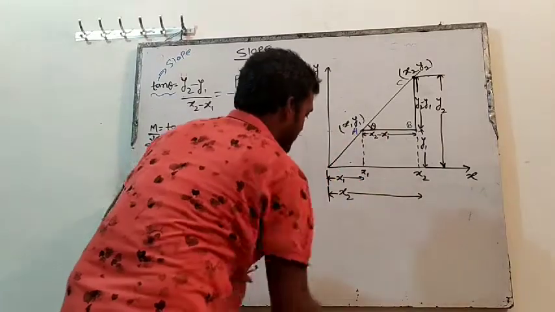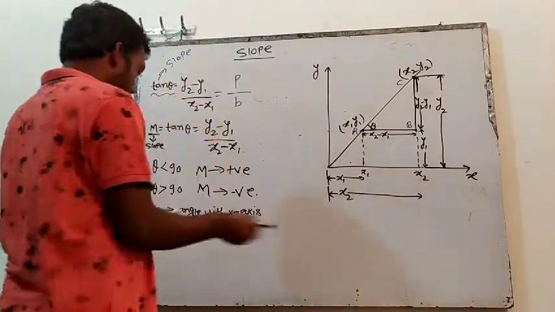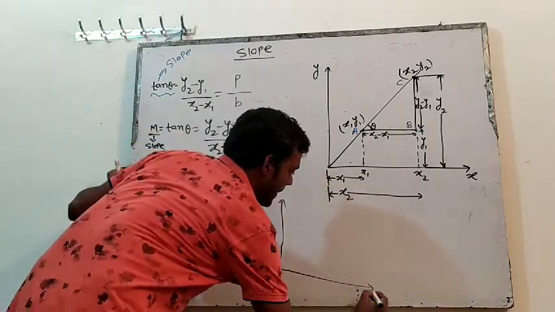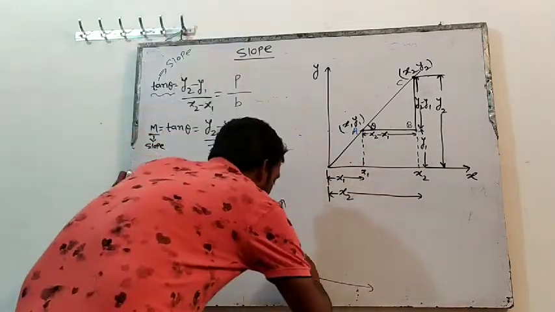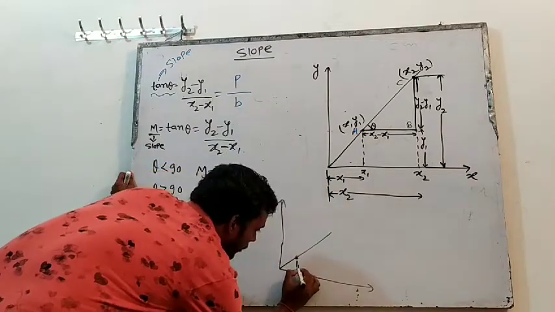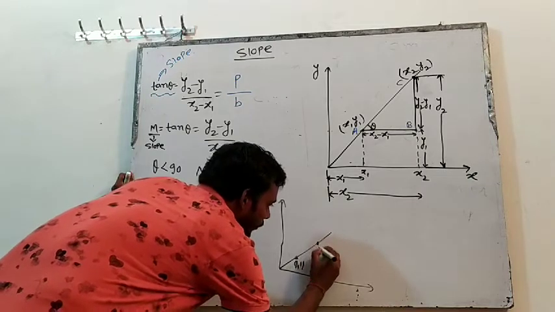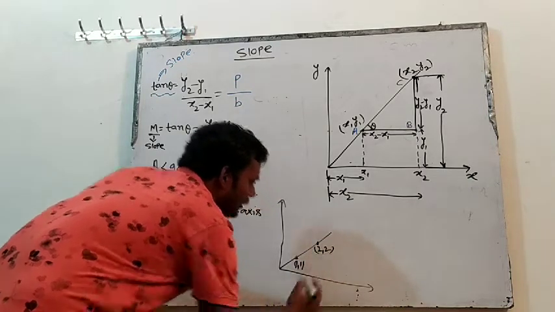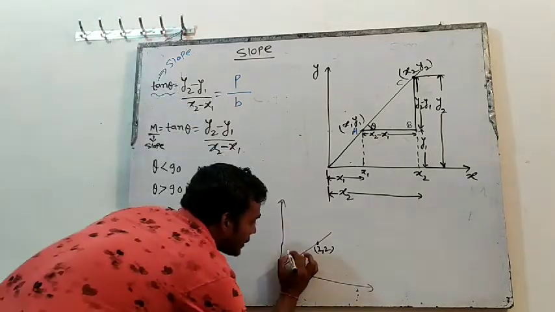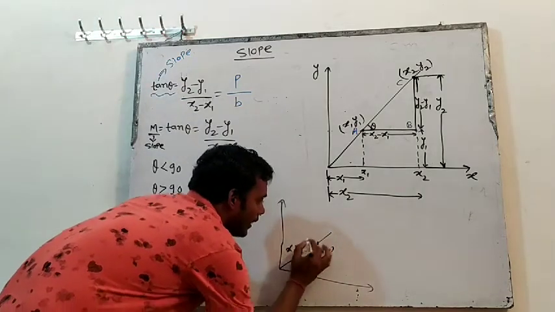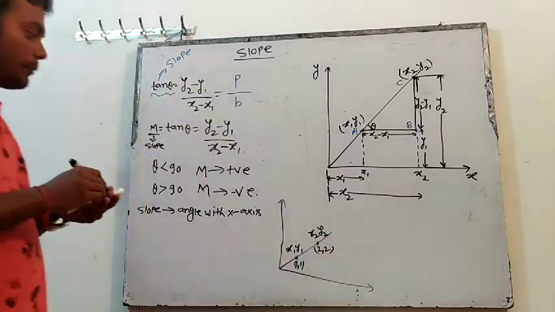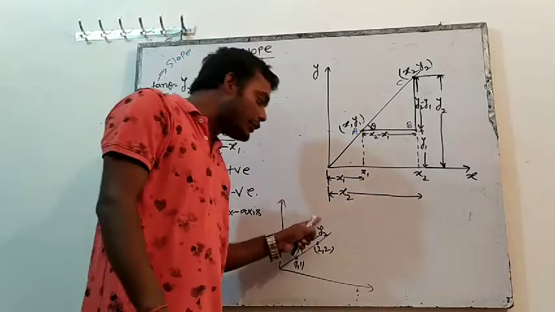Suppose, see here. Suppose this point coordinate is (1, 1) and this point coordinate is (2, 2). So how will we find the slope? This will be x1, y1 and this will be x2, y2. Let's say these point coordinates are x1, y1 and x2, y2.